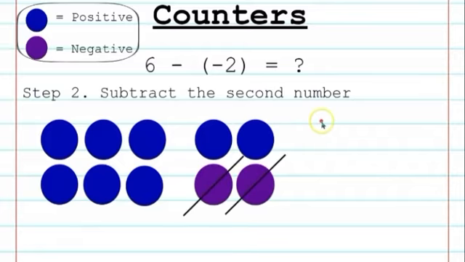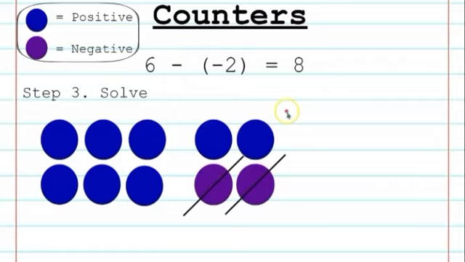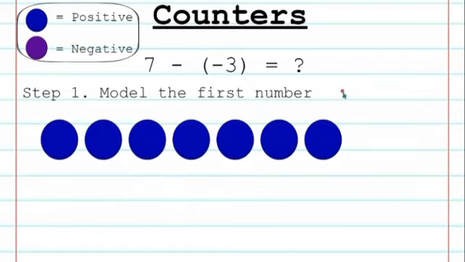Now, you can do step 2. Subtract the second number. I have 2 negative circles, so I can subtract those out. Step 3 is to solve, so I count the rest and I get 8.